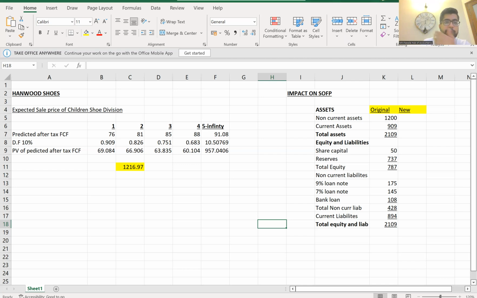Even if you look at the question, it states that loan notes of 175 million are due to be redeemed in just over a year. This 175 million is being redeemed. And the proceeds received from selling the children's shoe division would be used to first pay off the 9% loan notes. It's nothing mentioned that the current liabilities would be disturbed. So even if you are calculating the sale price of the children's shoe division and then making the impact on SOFP, there is no information that the sale would have any impact on current liabilities.